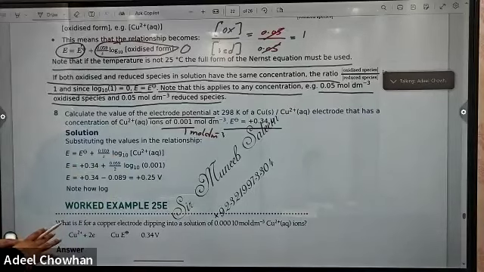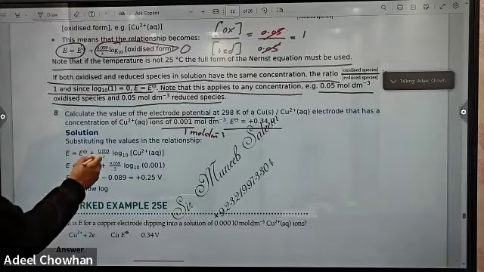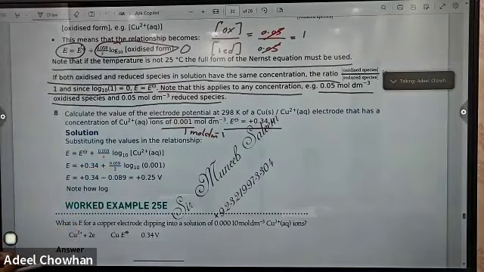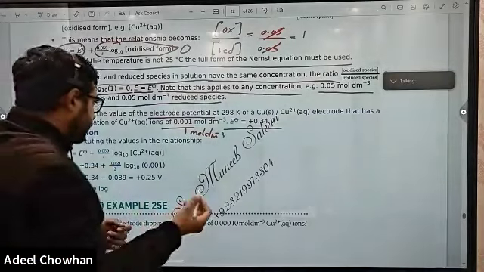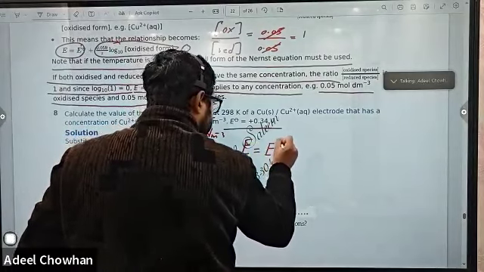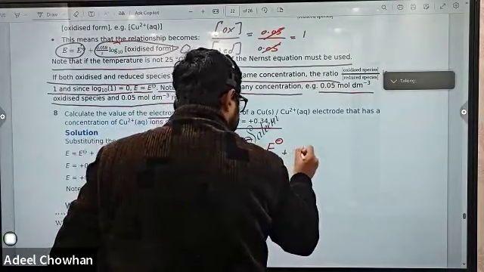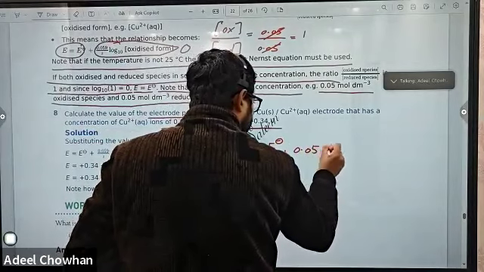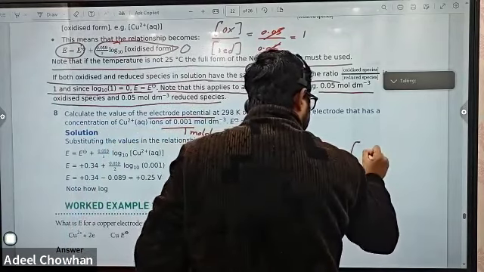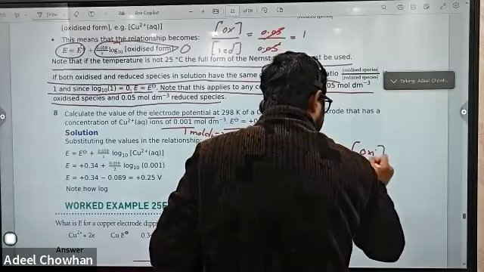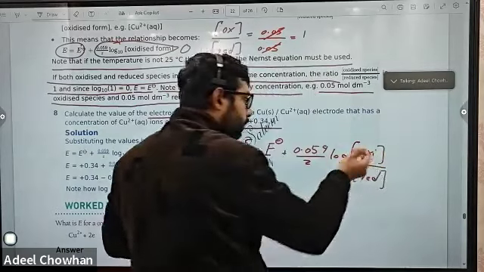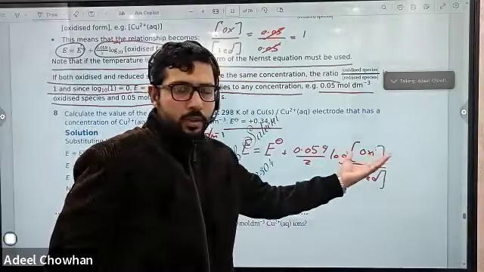We have this formula E is equal to E naught plus 0.059 over Z into log of oxidized species divided by the reduced species. I'm going to write the full formula here because I need to explain this formula. 0.059 over Z into log of concentration of oxidized species divided by concentration of reduced species. What's the meaning of these square brackets, Adila?